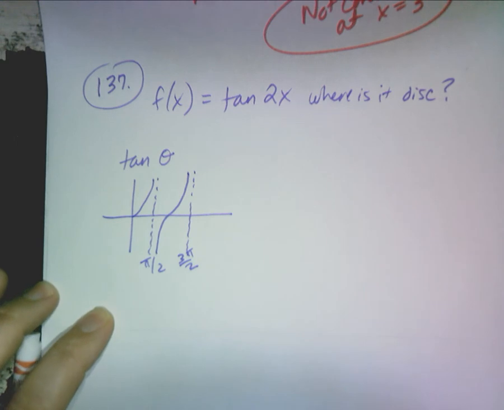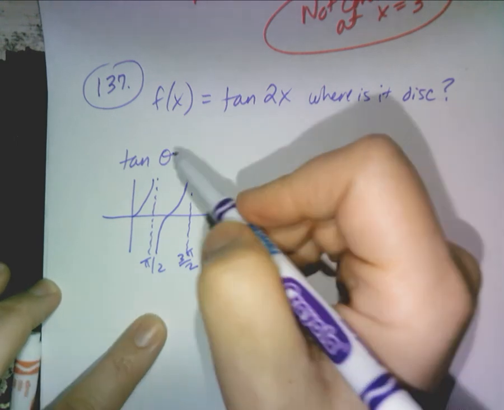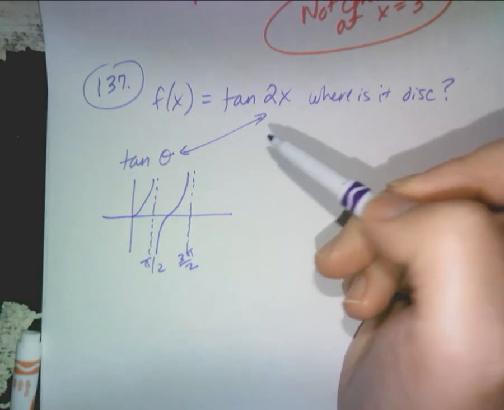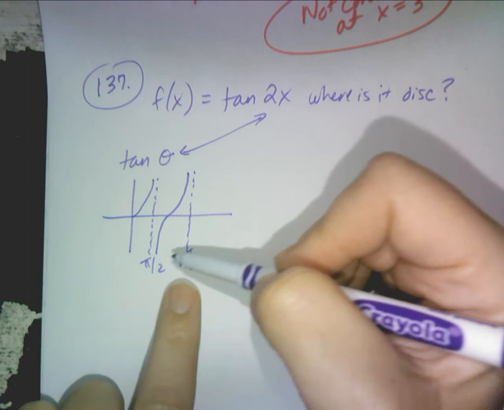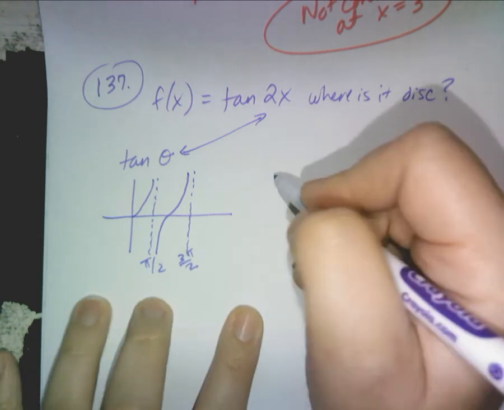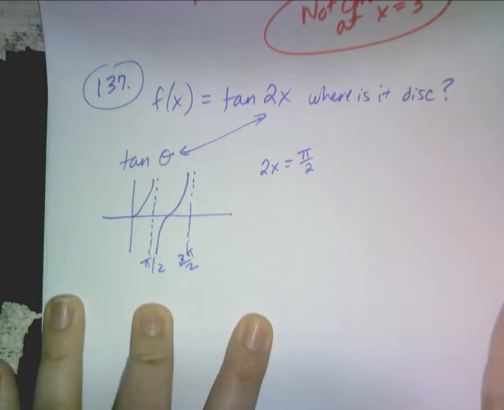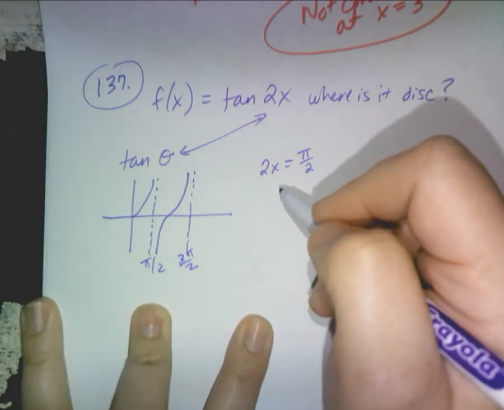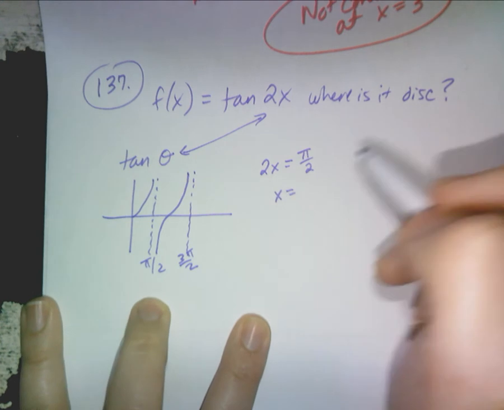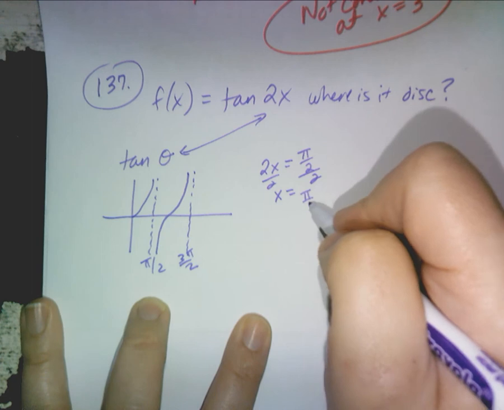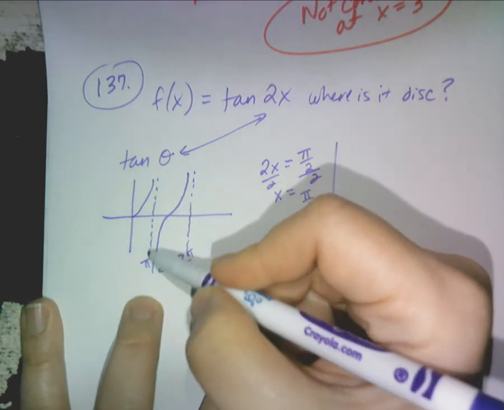And then it just keeps going, right? Well, if I'm letting my theta be 2x, and I know there's an asymptote at pi over 2 and 3 pi over 2, you say, okay, 2x equals pi over 2, because that's where there's an asymptote. And you solve it for x. Divide by 2, divide by 2. What's pi over 2 divided by 2? Anybody know? Pi over 4. There's the one problem area.